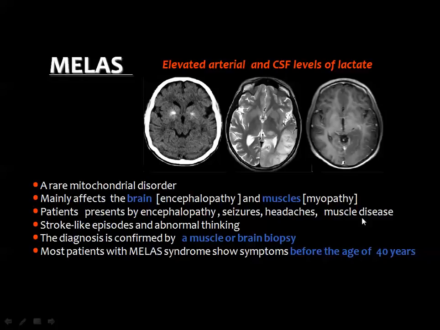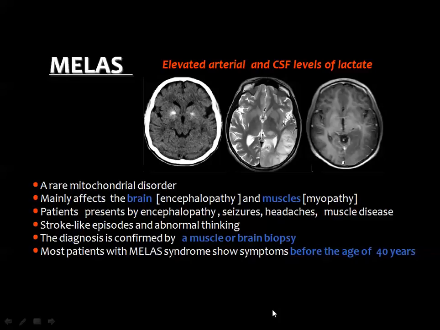There is no enhancement in the lesion, but there are some criteria that can enable you to predict the possibility of MELAS syndrome. Number one is the presence of these ischemic changes in a relatively younger age, because the patient with MELAS syndrome usually presents before the age of 40 years. And number two is the elevation of the arterial and the CSF levels of lactate. And number three is to have a muscle or brain tissue biopsy to confirm the diagnosis.